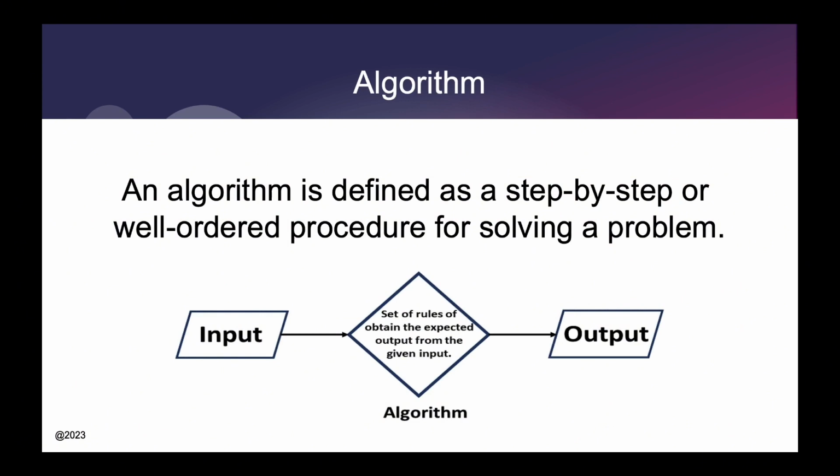Now, an algorithm can be categorized on three principles. The first one is the input. The second one is the instructions. Then the third one is the output. In our elementary ICT classes, we actually know the term garbage in, garbage out. So an algorithm also works with that principle.